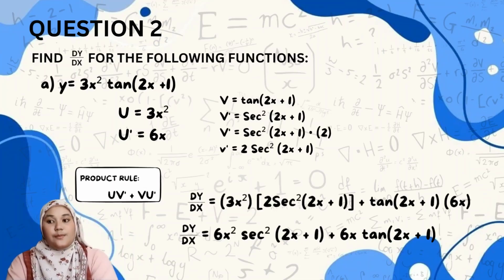Since the function is a product of two terms, we apply the product rule. Differentiating the parts gives us 3x squared times 2 secant squared (2x plus 1) plus tan(2x plus 1) times 6x. Multiplying those out, our final derivative is 6x squared secant squared (2x plus 1) plus 6x tan(2x plus 1).